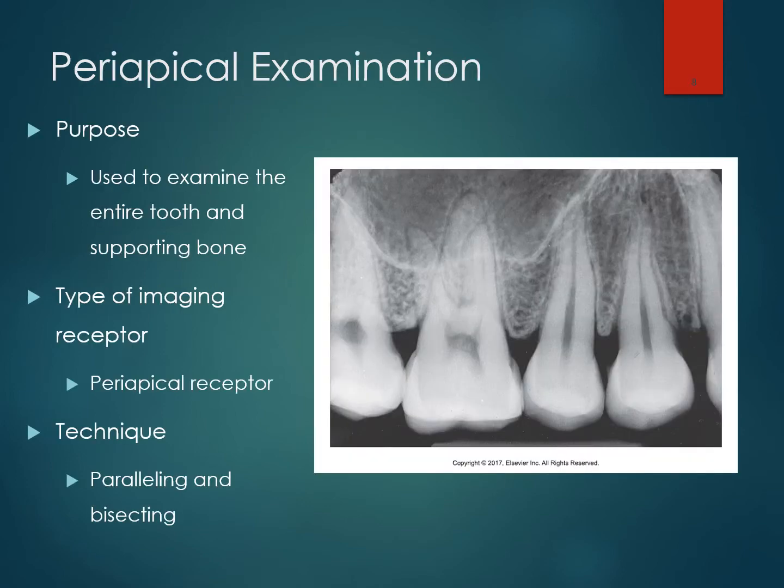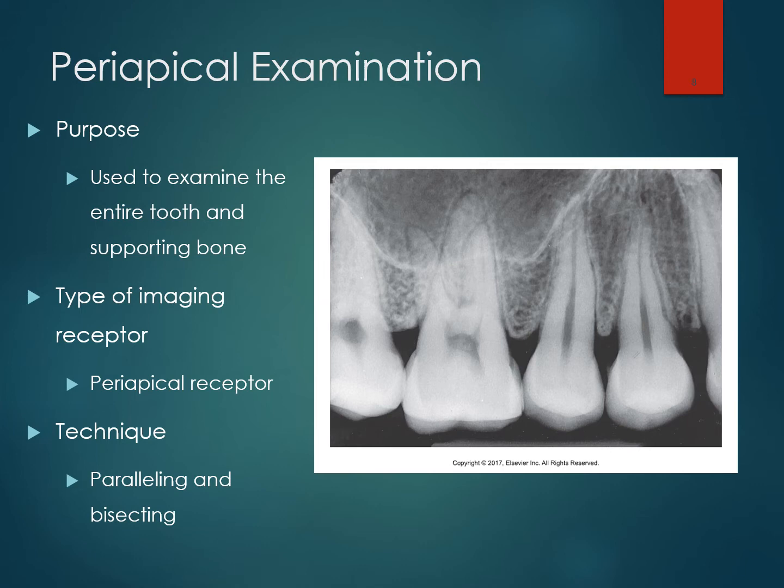And so first up is the periapical examination. For this one, we are looking at the entire tooth and the bone that supports that tooth. Here, we're going to be using a periapical receptor. On an adult, we would use a size 2 receptor of some kind, either film or digital sensor, in order to take an adult periapical X-ray. The technique that we use is either paralleling or bisecting. We'll talk about those more in class, not this week, but probably the following week.